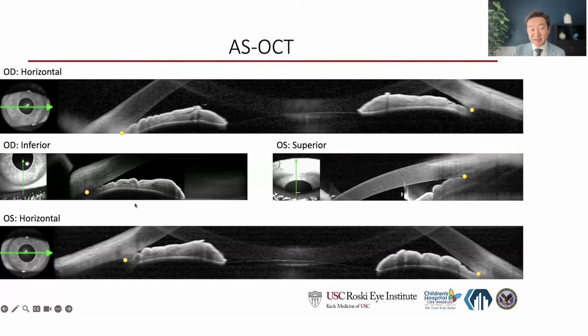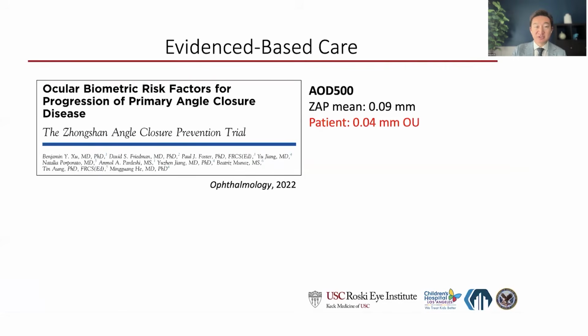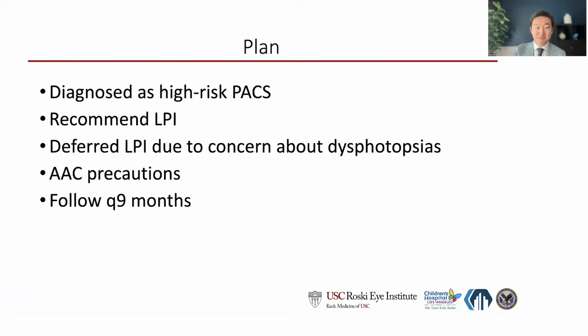In the left eye, similarly, there's extensive iridotrabecular contact superiorly and in the horizontal section, both temporally and nasally. So this degree of angle narrowing appears more severe on imaging than our first patient. To contextualize the AOD 500 measurement, which was 0.04 in both eyes for this patient, we find that this patient is quite a bit below the average of the ZAP trial, which was 0.09.